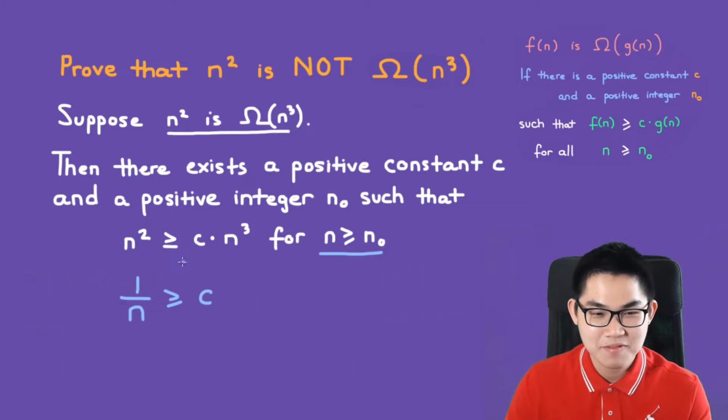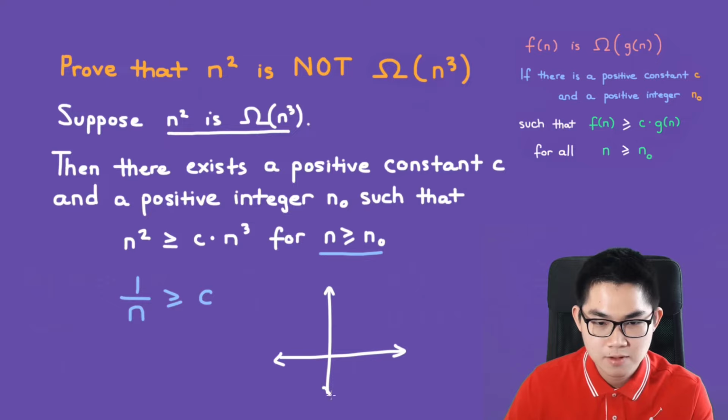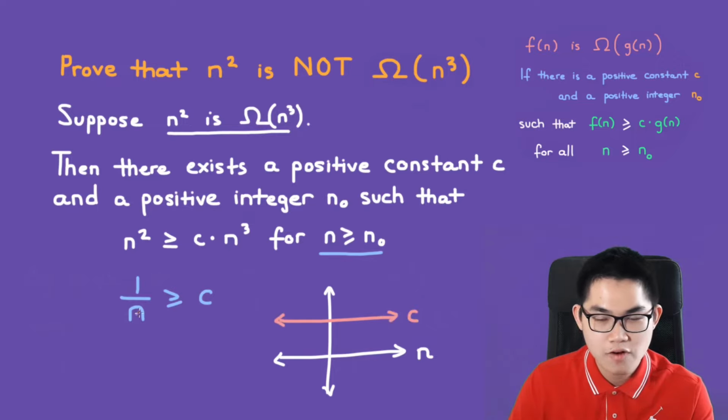At this point, some of you may realize that this here is not true, right? Let's draw out the graph and see what this means. So if we draw out the graph, where the horizontal axis is n, c is a positive constant. So let's draw c. C is a positive constant, so it will be like this. And let's draw 1 over n. So 1 over n will look something like this.